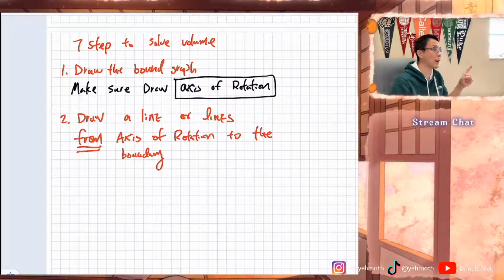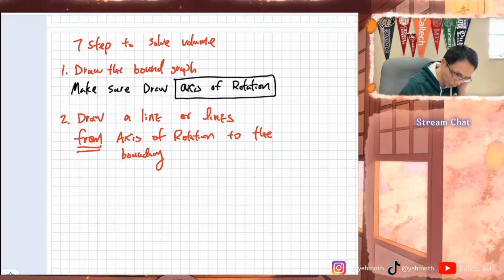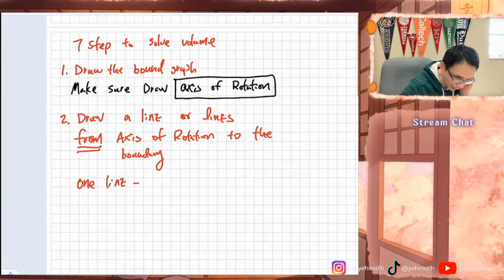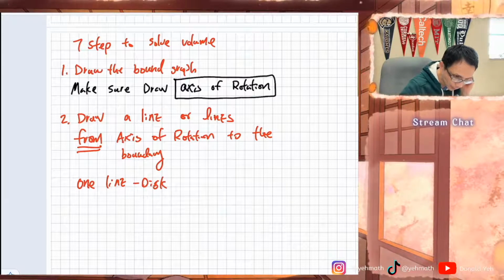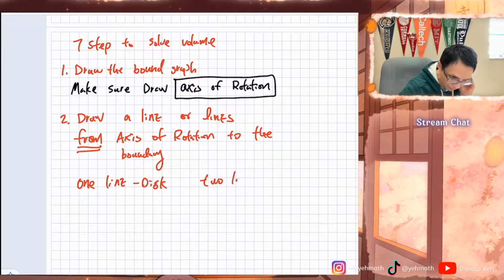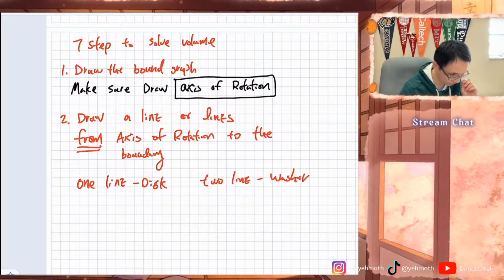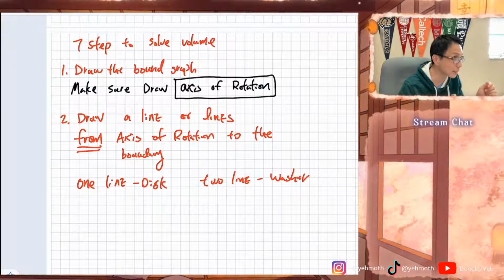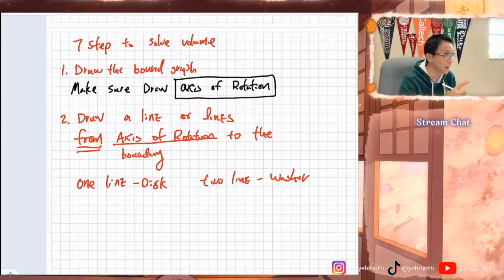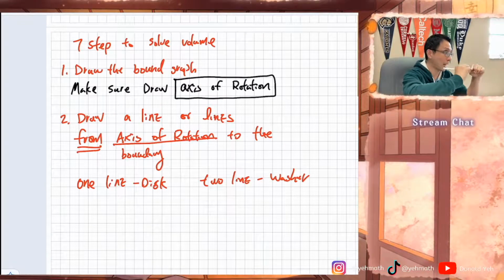If you have one boundary, that means a disk. If you have two boundaries, that means a washer. So if you only see one line, it's going to be a disk. If it's two lines, usually the maximum you're going to get is two lines, then it's going to be a washer. One line, it's a disk; two lines, it's a washer. But you have to draw from the axis of rotation to the boundary, not the boundary to the axis of rotation.